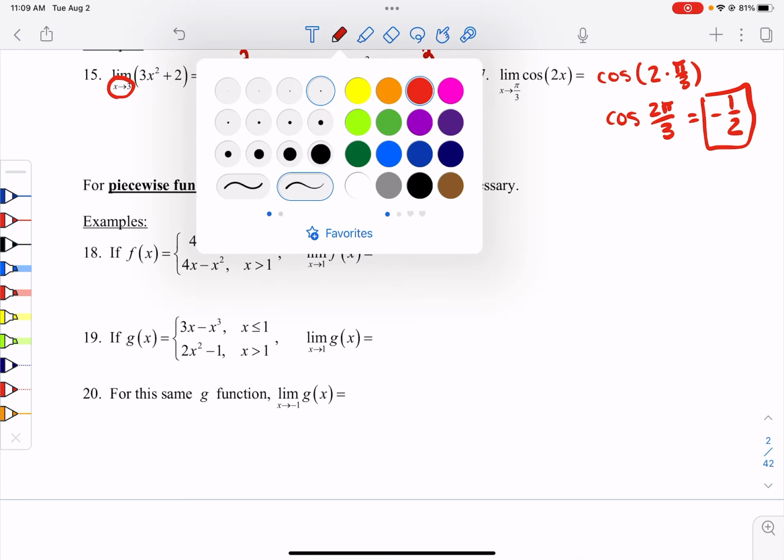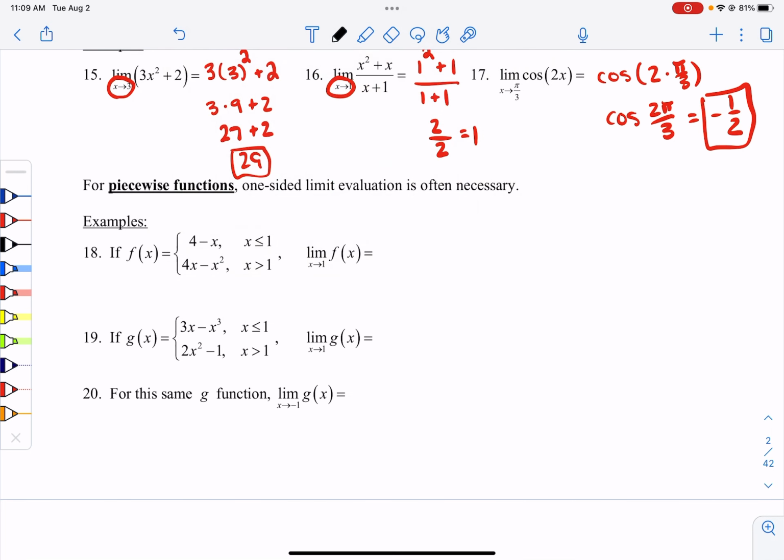So the limit as x approaches 1 of f of x. Remember, technically I'm supposed to be checking the left and the right. My limit as x approaches 1 from the left is going to use the top function, because that uses numbers smaller than 1. So as I approach from the left, I use 4 minus x, and I'm approaching 1, so I can plug that in. 4 minus 1, that's 3. Easy math.